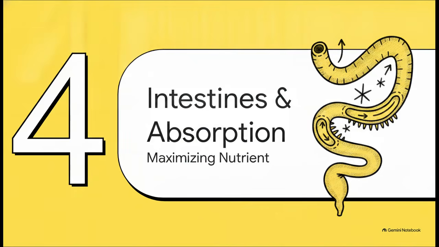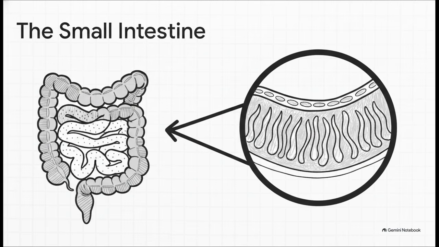Section 4. Intestines and absorption, maximizing nutrient uptake. Next up is the small intestine. This thing is a massive 6 meters long, making it the longest part of your entire digestive tract. It's got 3 distinct sections you need to differentiate. The duodenum is the short first part that receives bile and pancreatic juices. Then the jejunum, which is your main site for absorbing nutrients.